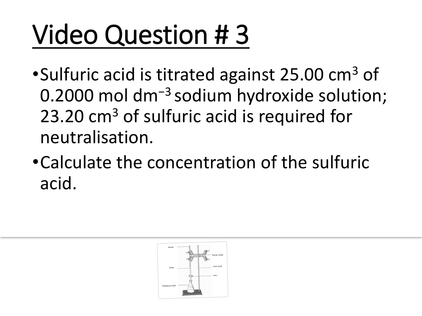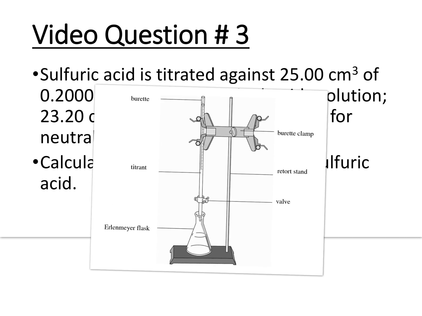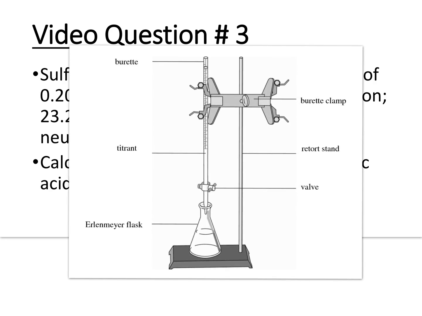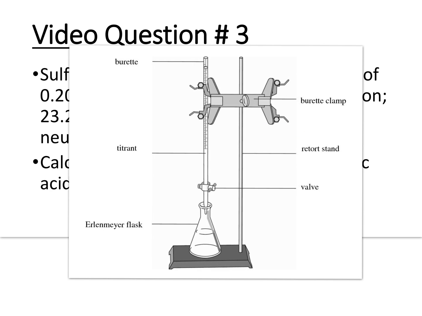Video question number 3. Titration. This is a titration setup. Titration is a technique for finding out the volume of solutions that react exactly with each other. One solution is added from a burette to another solution in an Erlenmeyer flask. An indicator is usually required to determine the end point of titration.